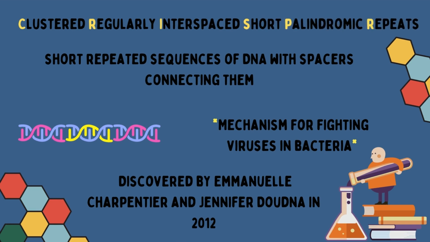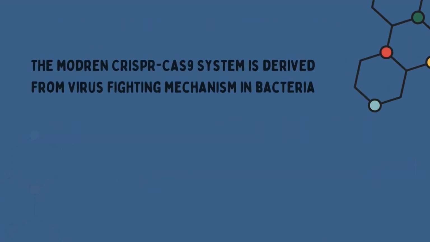This description of the acronym is essentially explaining the structure of CRISPR as short repeated sequences of DNA with spacers connecting them. This describes the natural state the system was found in, as it was discovered as a mechanism in the bacteria genome to combat viruses by copying and incorporating a part of the viral genome to its own. This discovery was made by Dr. Emmanuelle Charpentier and Dr. Jennifer Doudna in 2012.